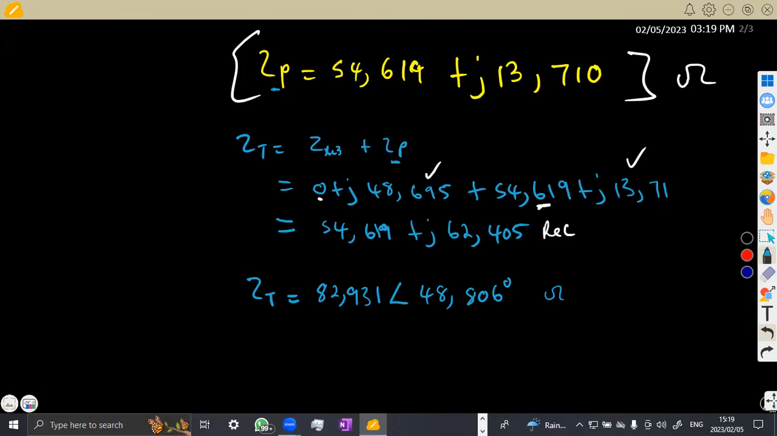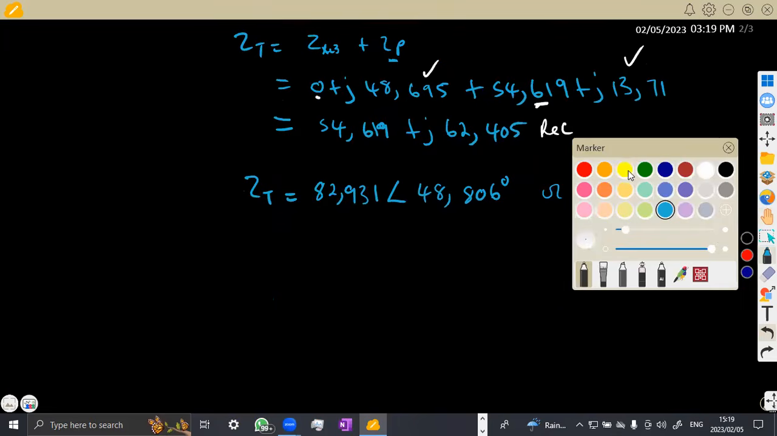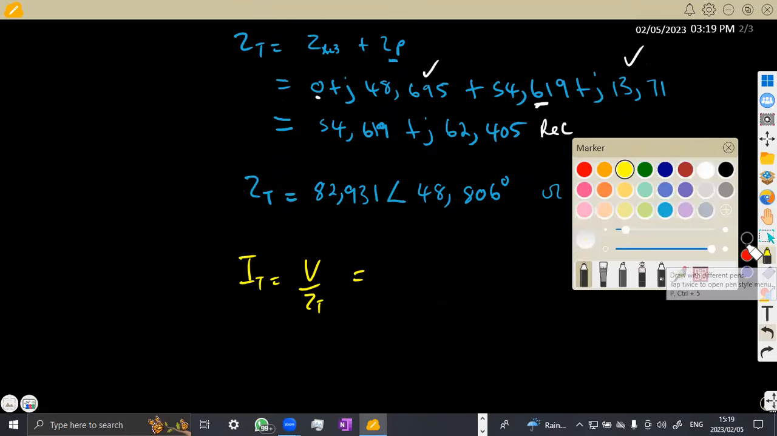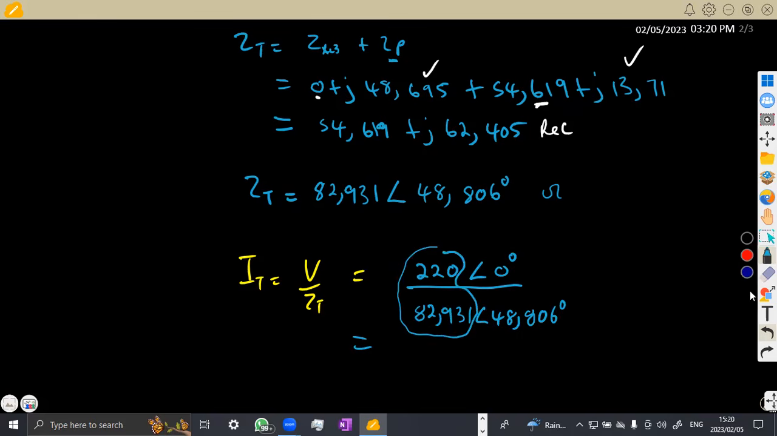And the question is to calculate the total current. So therefore, the total current, like we said, is the total voltage over the total impedance, of which our total voltage was 220. That was our VRMS, 220 at an angle of 0 degrees. Then we divide by the total impedance of 82,931, angle of 48,806. Remember what I told you guys, in polar form, you can divide these two numbers separately. Okay, so this is what you're going to obtain.